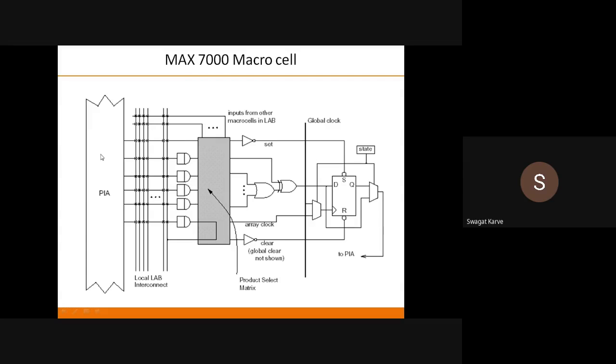So it has that PIA, then it has that local LAB interconnect, then different gates you are able to find here, then the product select matrix is there, product or sum of product, then the D flip flop is there, then different gates, NOT gate, then buffers are there. So this is the typical architecture inside that macrocell.